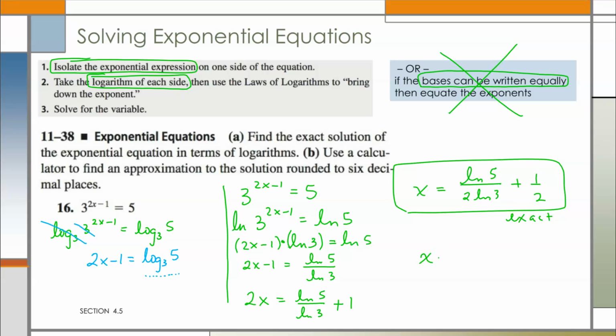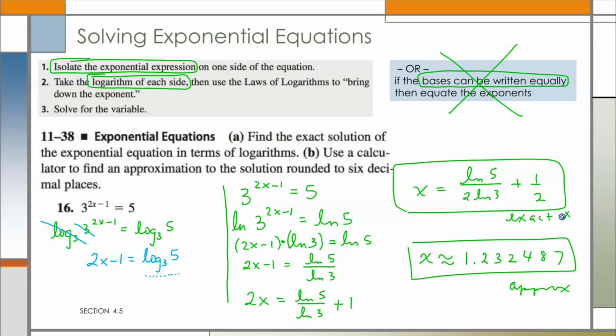Now, if I want an approximation to 6 decimal places, then I have to put that in our calculator. Okay, so ln of 5 divided by ln of 3 times 0.5 or times a half plus a half gives us 1.232487. And there's our approximate answer.